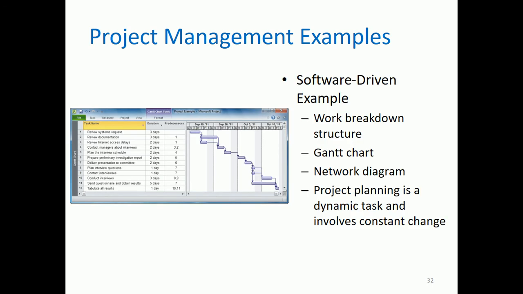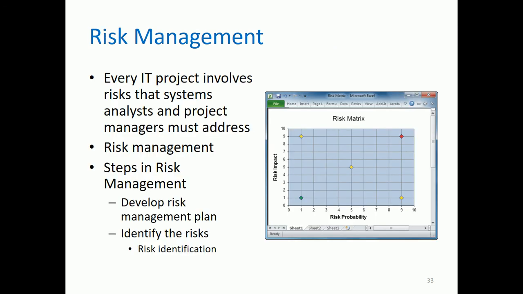So we have this, for example, a Microsoft project. Of course, it's from Microsoft. It has a work breakdown structure. We have a Gantt chart. We have the network diagram. Actually, the network diagram is already the PERT CPM, although this is not seen in this screenshot. And then project planning is a dynamic task and involves constant change. Of course, this is also true because there are constraints and there are also changes while doing the software.